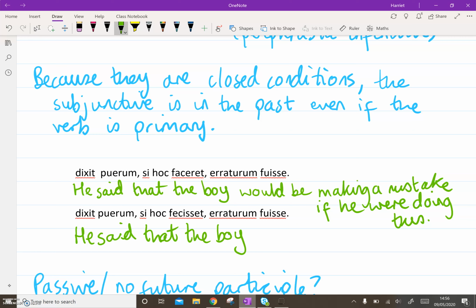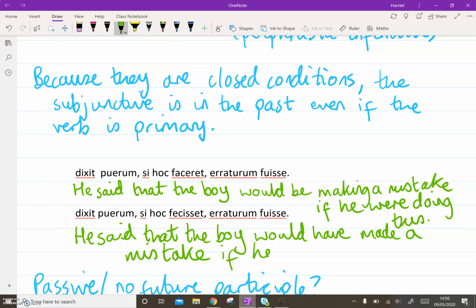Now, we've got the same infinitive here, but fecisset tells us that this is a past closed condition rather than a present closed condition. So he said that the boy would have made a mistake, si hoc fecisset, if he had done this.